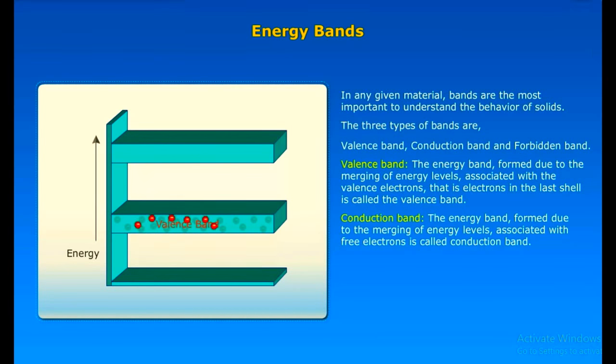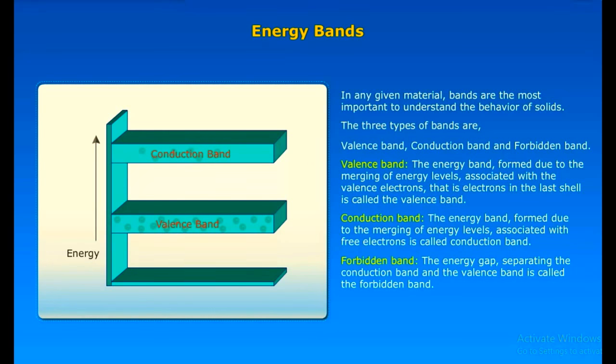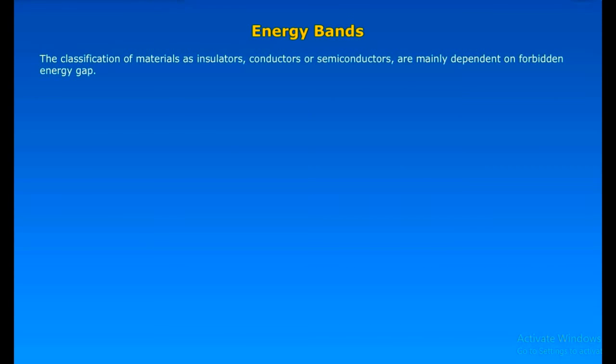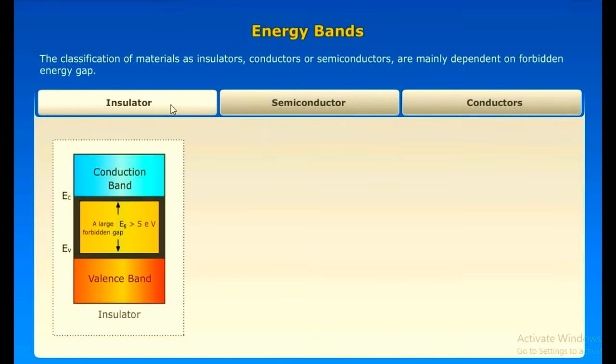Conduction band. The energy band formed due to the merging of energy levels associated with free electrons is called the conduction band. Forbidden band. The energy gap separating the conduction band and the valence band is called the forbidden band. The graphical representation of the energy bands in a solid is called the energy band diagram. The classification of materials as insulators, semiconductors, and conductors is mainly dependent on the forbidden energy gap.